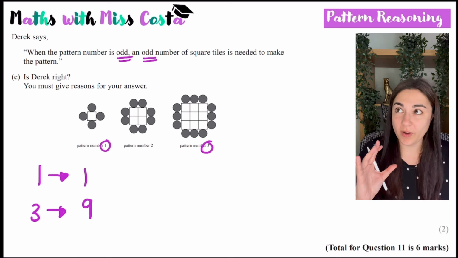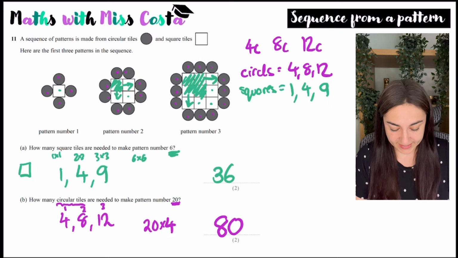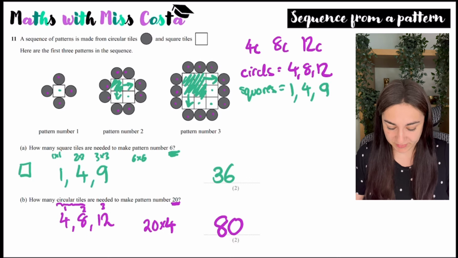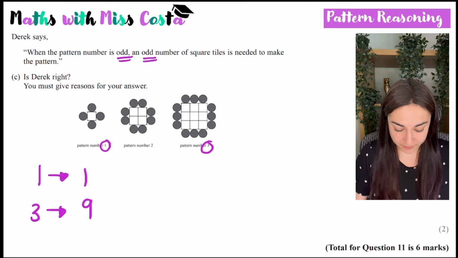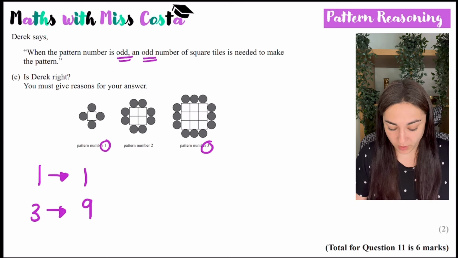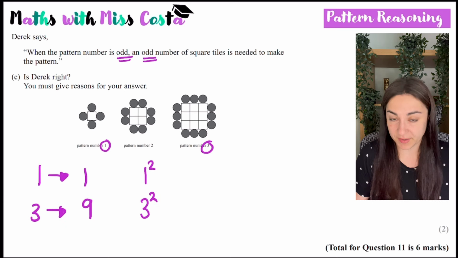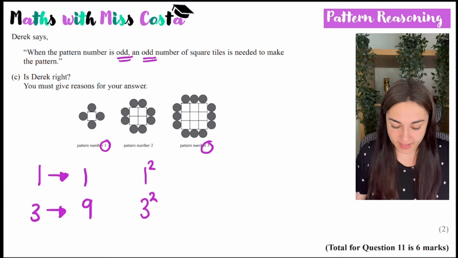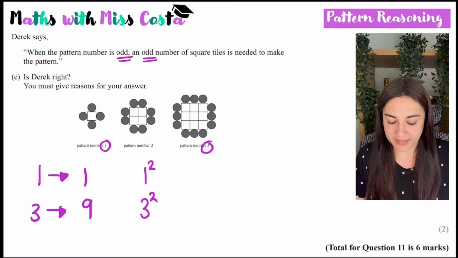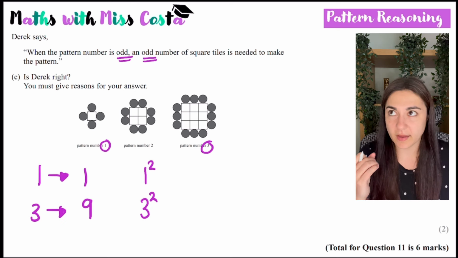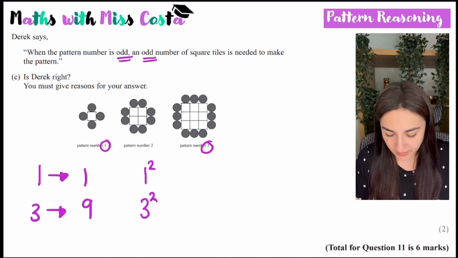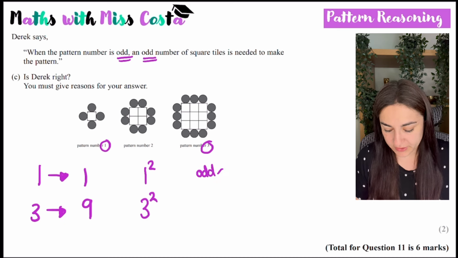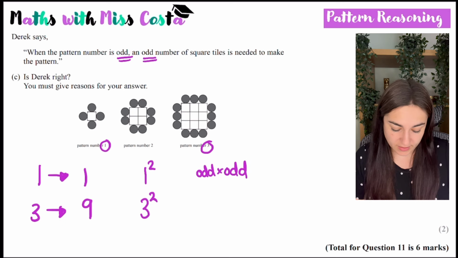And what can we do? We know from previously that in terms of the tiles, the pattern was going up in the square numbers. So for pattern number 1, we do 1 squared. For pattern number 3, we did 3 squared to figure out how many square tiles are needed. So when the pattern number is odd, we need to think about what happens when an odd number is squared. So an odd number times by an odd number, let's see what happens.